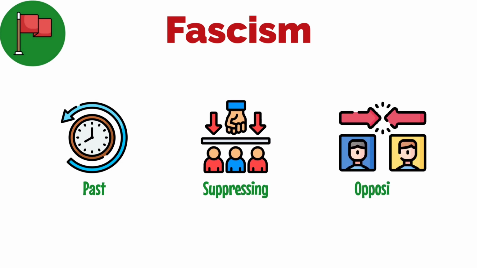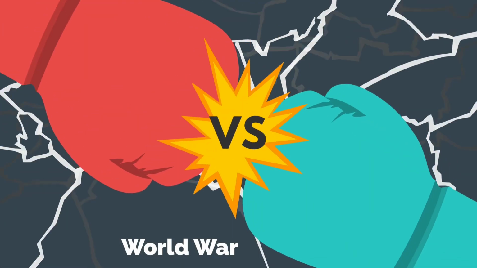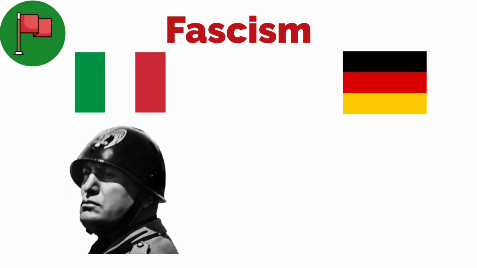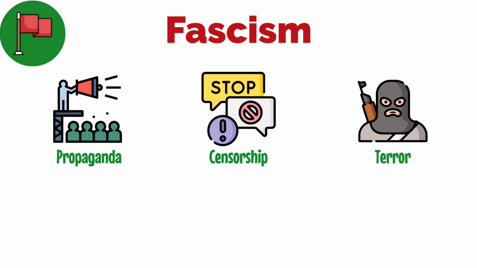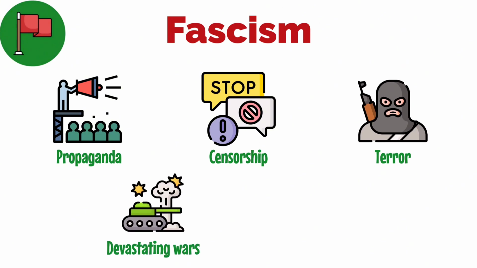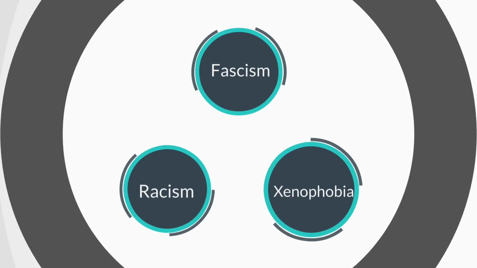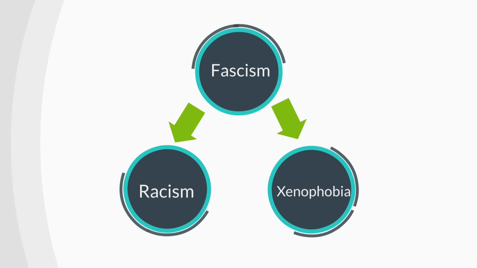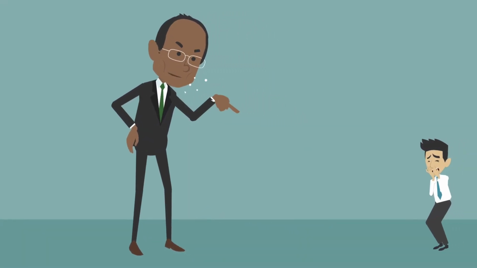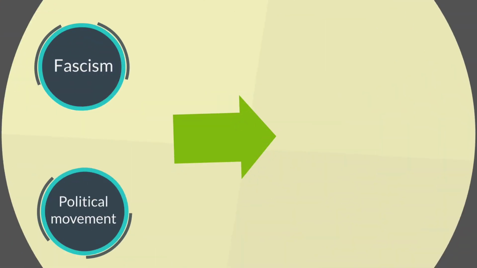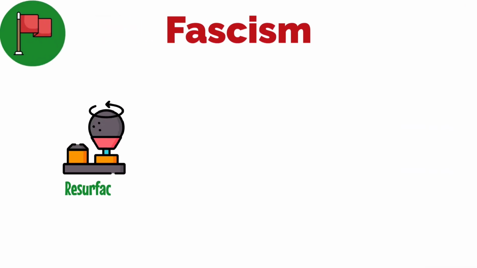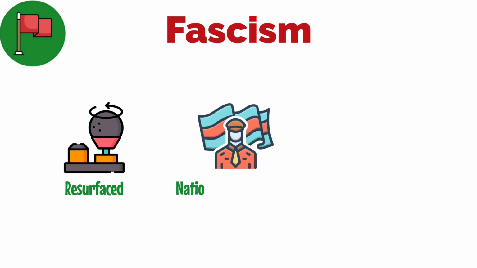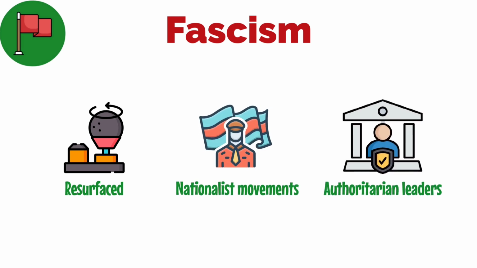Fascism often promotes militarism and the use of violence to achieve its goals, glorifying the nation's past while suppressing dissent and opposition. Fascism rose to prominence in Europe between the world wars, most notably in Italy under Mussolini and in Germany under Hitler. These regimes used propaganda, censorship, and terror to maintain control, leading to devastating wars and human rights abuses. Fascism is often associated with racism and xenophobia, as it promotes the idea that certain groups are superior to others. While fascism as a political movement was largely defeated after World War II, its ideas have resurfaced in various forms, often linked to nationalist movements and authoritarian leaders.